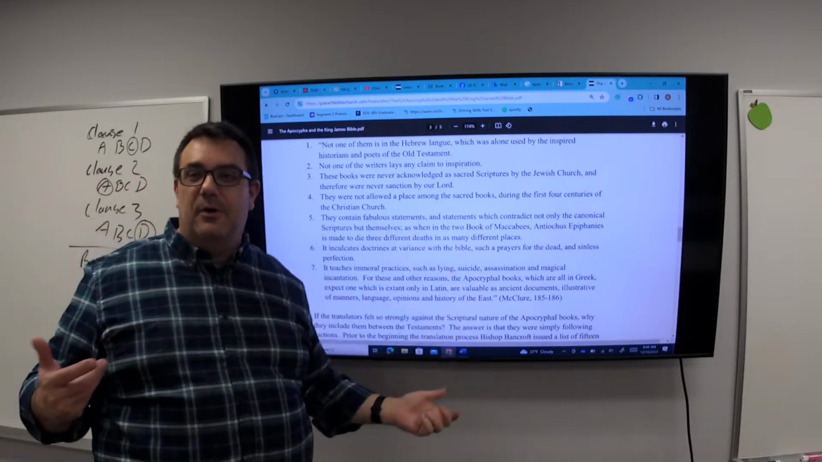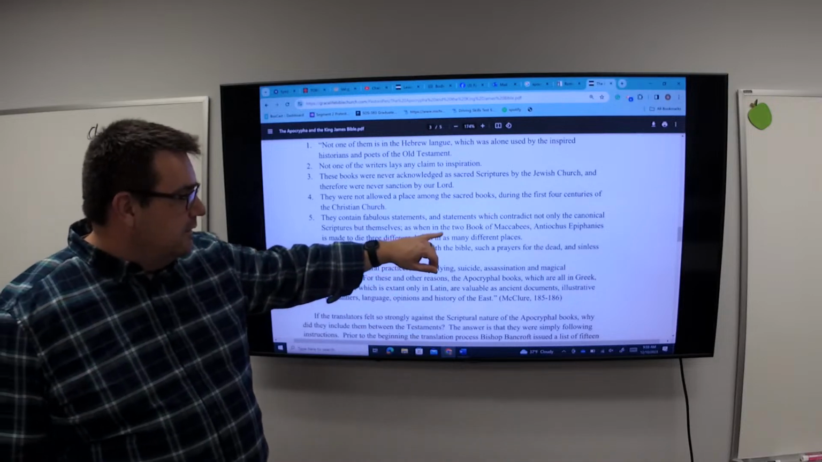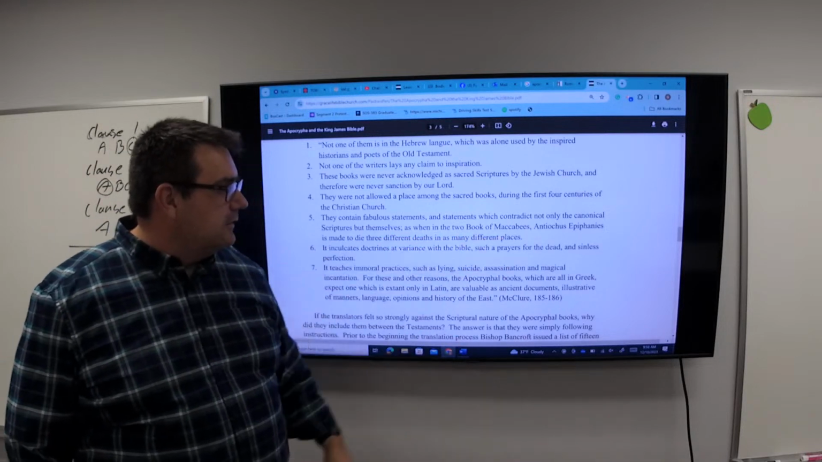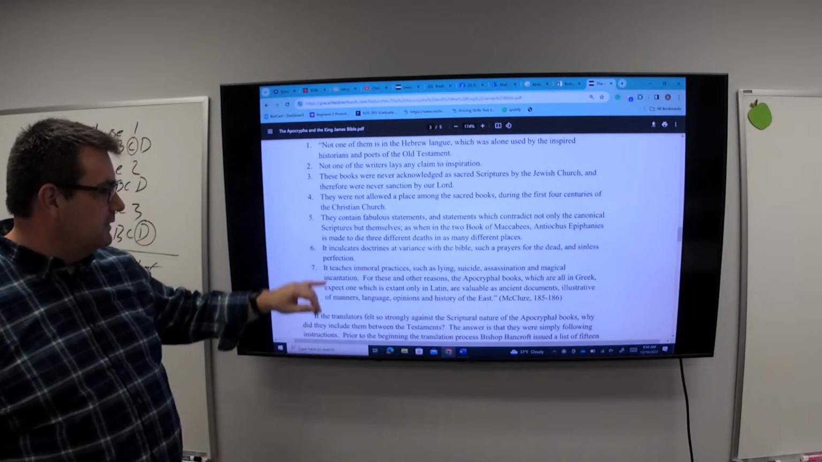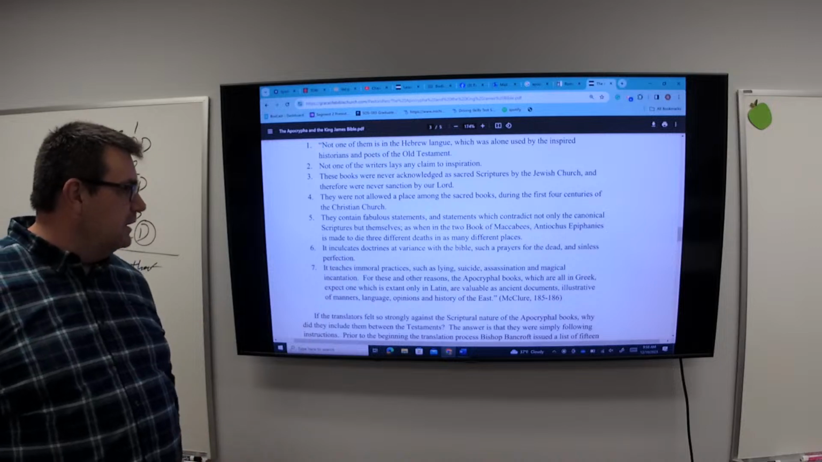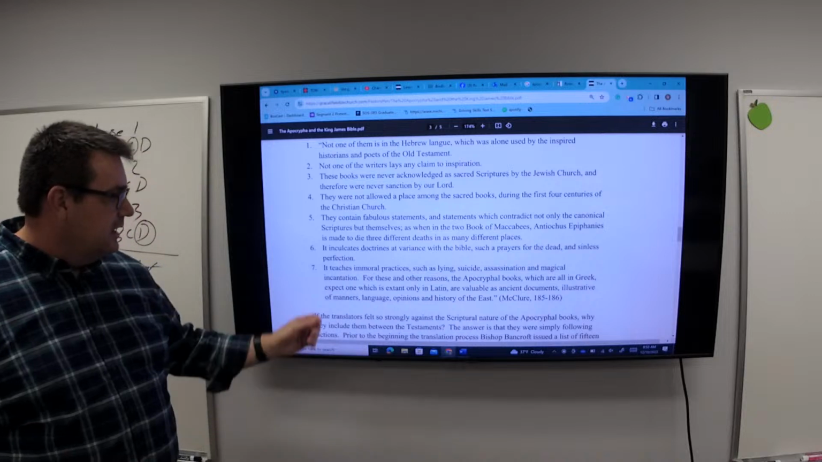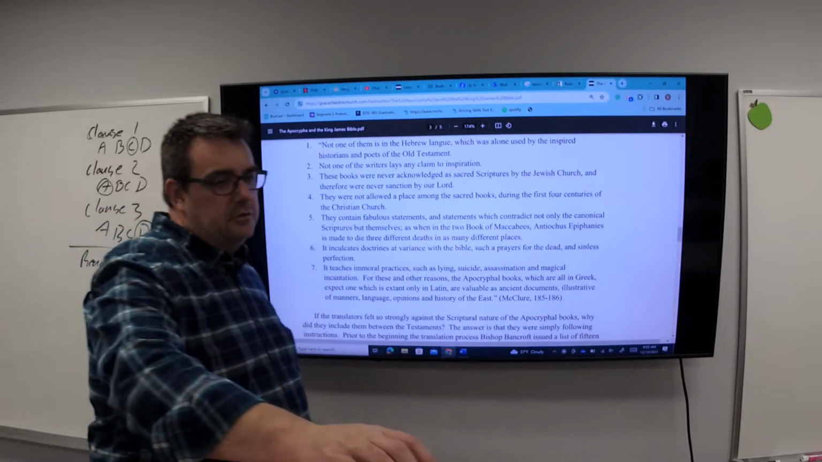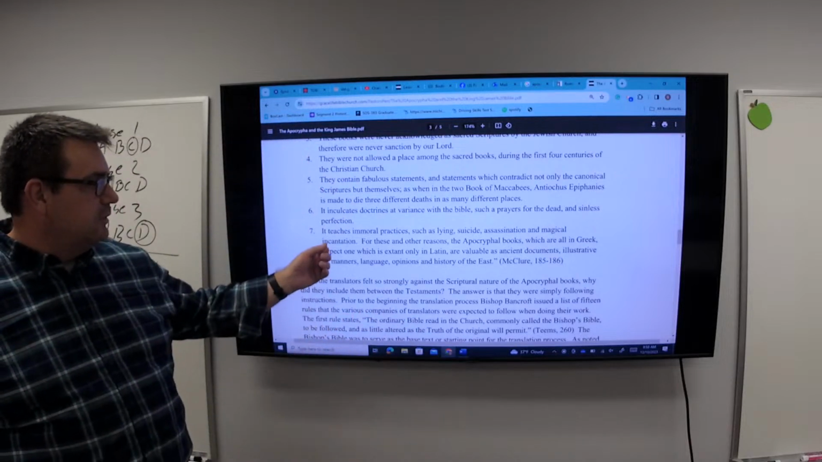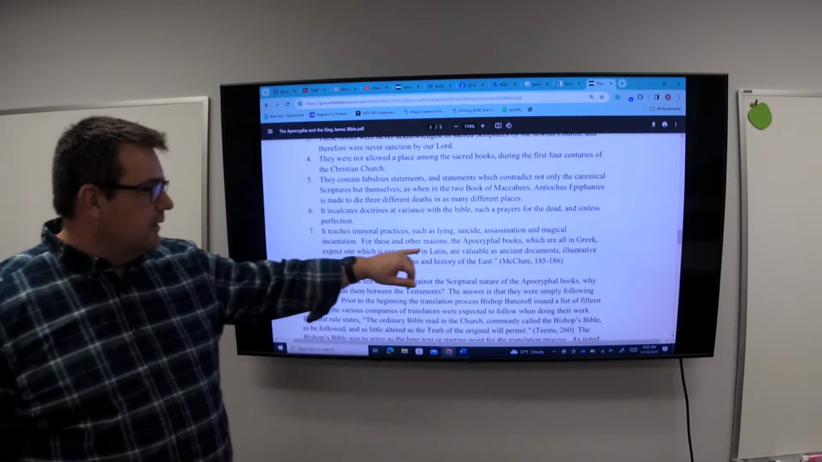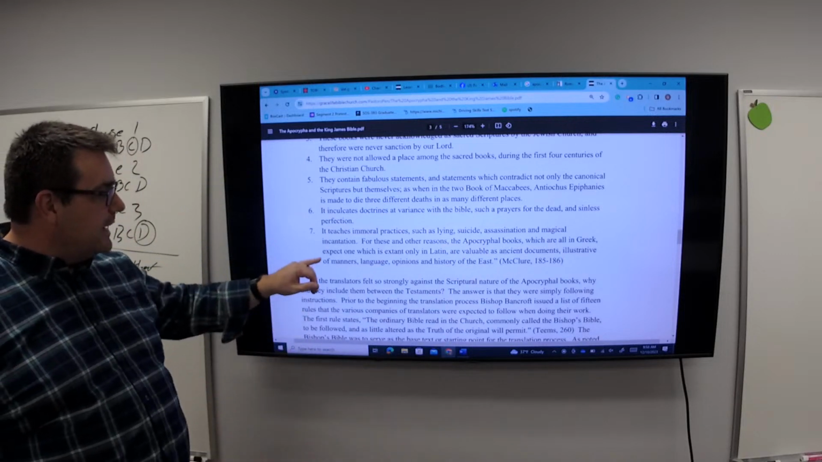So there's statements in the Apocrypha that contradict other statements in the Apocrypha. As when in the 2 books of Maccabees, Antiochus Epiphanes is made to die 3 different deaths in as many different places. It inculcates doctrines at variance with the Bible, such as prayers for the dead and sinless perfection, and it teaches immoral practices such as lying, suicide, assassination, and magical incantation. For these and other reasons, the apocryphal books, which are all in Greek except one.